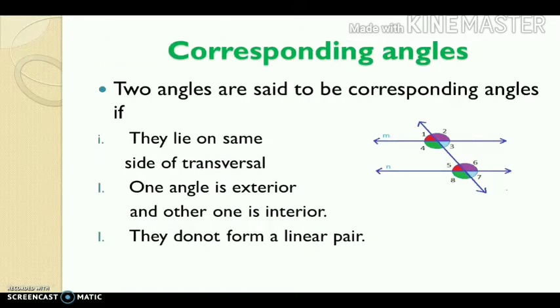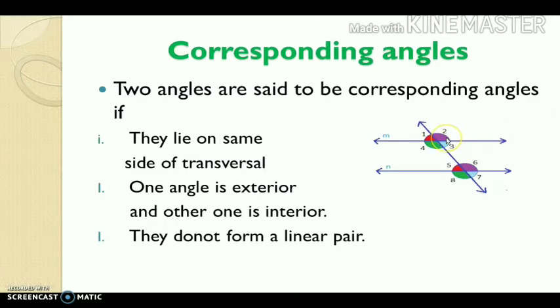So let's begin with what are corresponding angles. Two angles are said to be corresponding angles if they lie on the same side of the transversal. मतलब या तो दोनों एंगल्स ट्रांसवर्सल की लेफ्ट साइड पर होने चाहिए या फिर दोनों राइट साइड पर होने चाहिए. One angle is exterior and another one is interior. एक अंदर होगा तो दूसरा बाहर होगा, and they do not form a linear pair. Let's observe here.